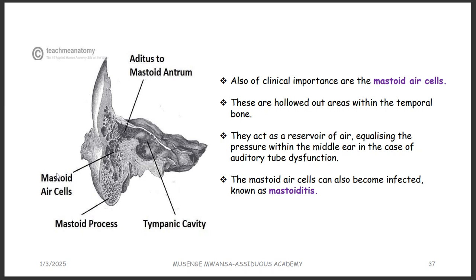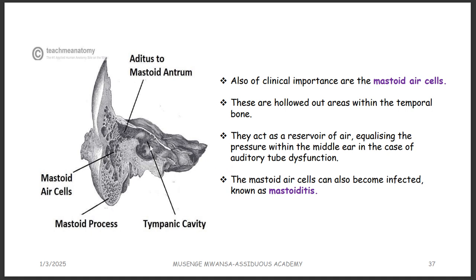Okay, and then at the mastoid part, you are going to have the mastoid air cells. Down here I've got the mastoid process. The mastoid air cells are also clinically important. These are hollowed out areas. You can see the way they look. They are a reservoir for air to be able to equalize pressure within the middle ear in the case of auditory tube dysfunction. The auditory tube is the tube that allows us to hear.